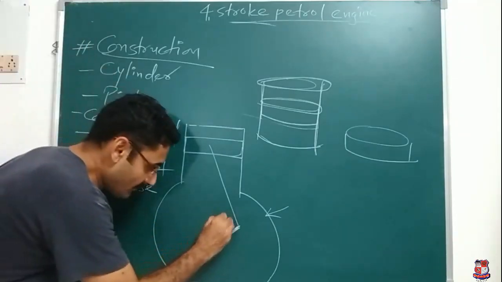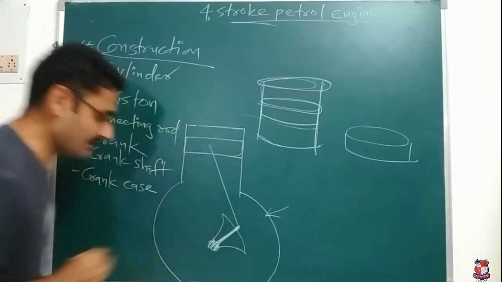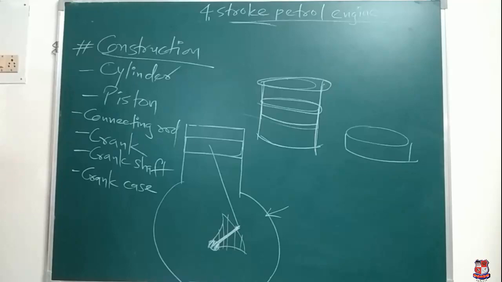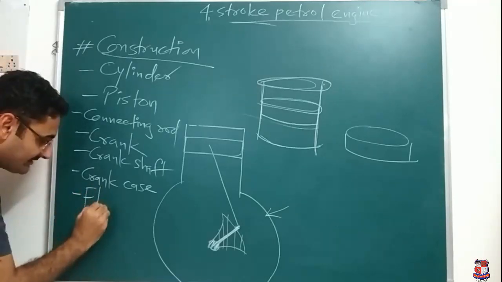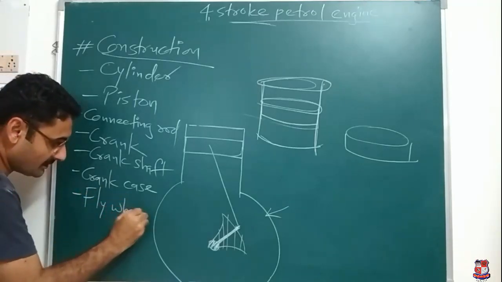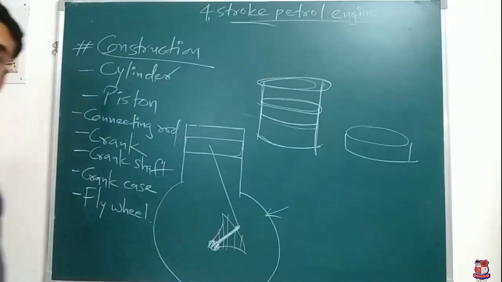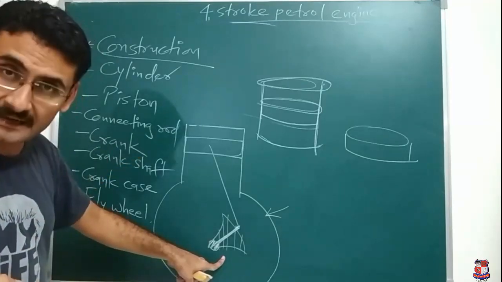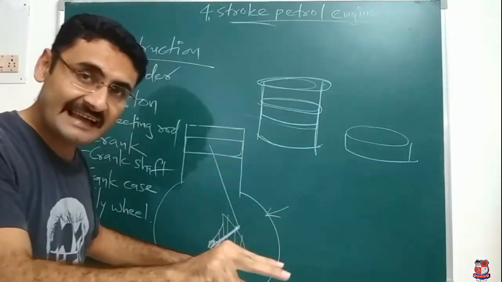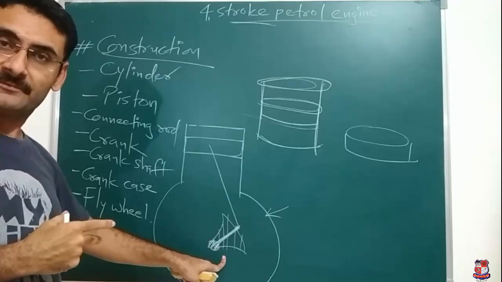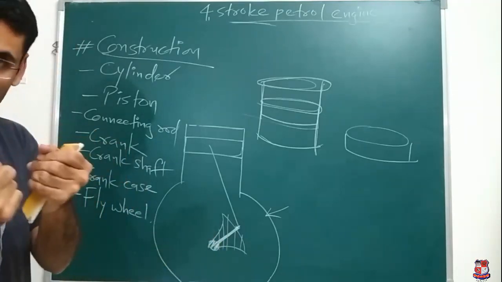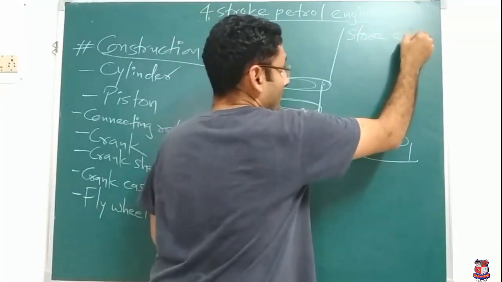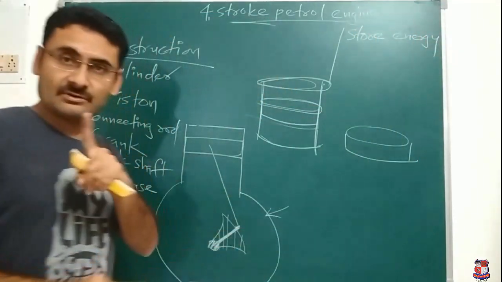located. Now I will first draw the basic diagram of the flywheel. That portion is known as flywheel. So an important part of the IC engine is the flywheel. Now what is the use of the flywheel? Flywheel is such a device which will store the energy, and after that it will release the energy whenever it is required. First of all, it will store the energy.